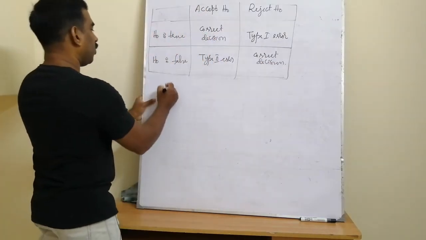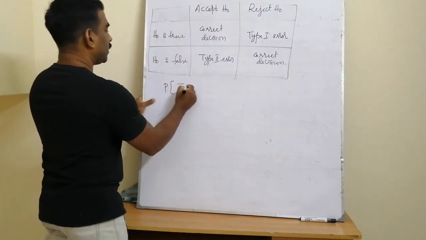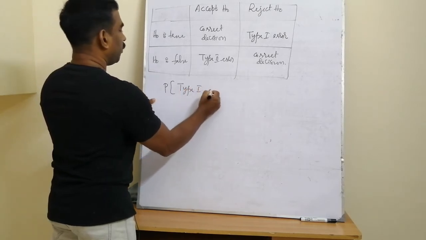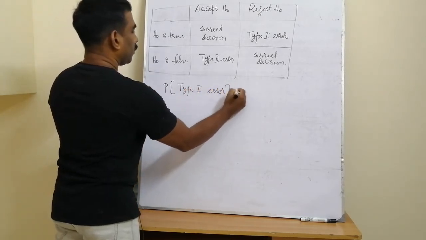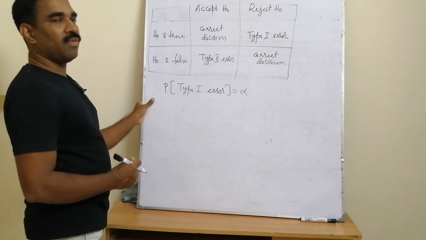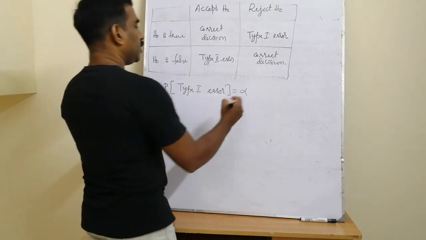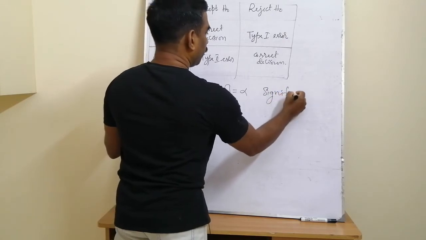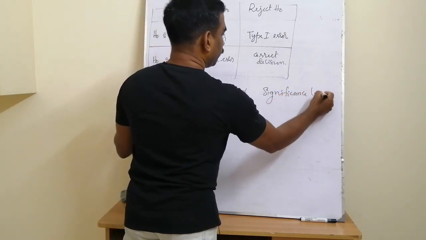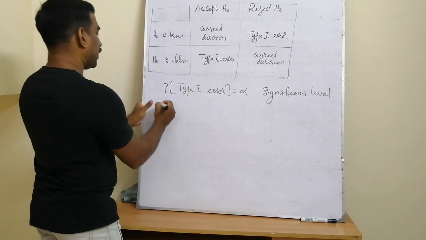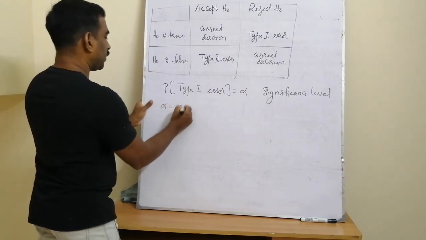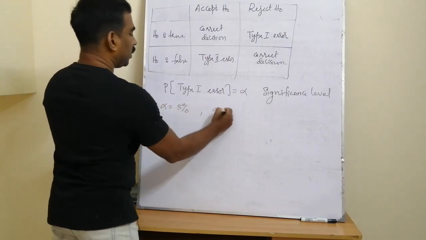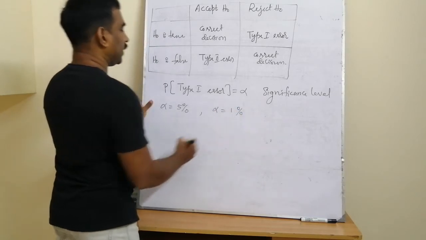And this probability of type 1 error is called significance level. That is denoted by the symbol alpha, that is a tail probability, and this is called significance level. And usually that significance level may be alpha is equal to 5% or alpha is equal to 1%, etc.